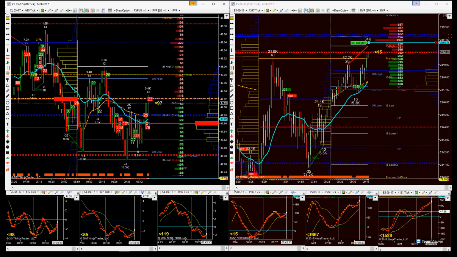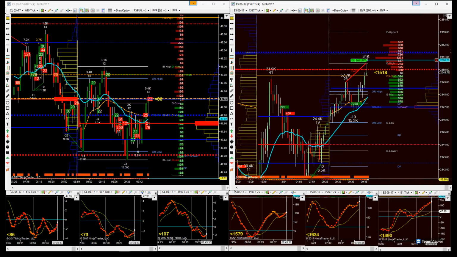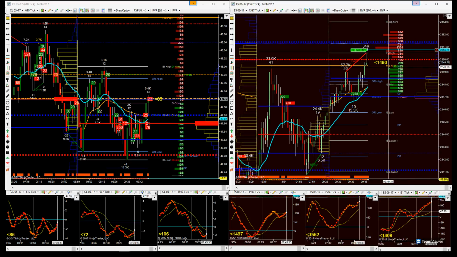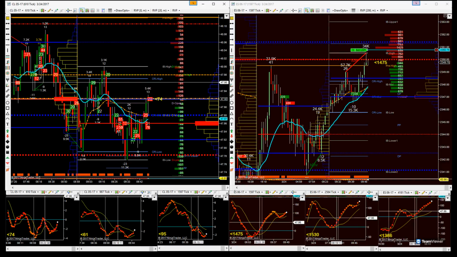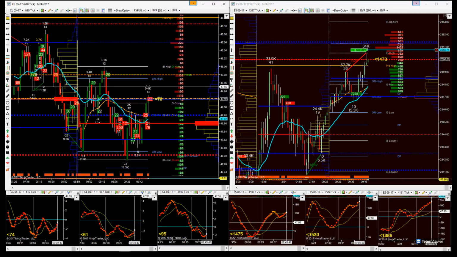Looking to get short below this value area high. Want to see if that will hold as the resistance, as the top end of this move. We're going to play it with a tight stop again. And here, watching oil, we're coming back into overnight VPOC, into this former consolidation area. If you remember, we were looking at shorts up here before.